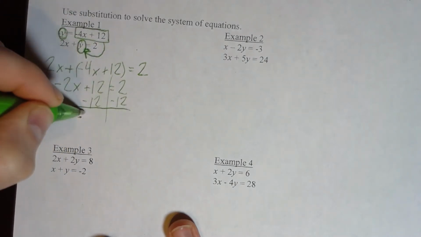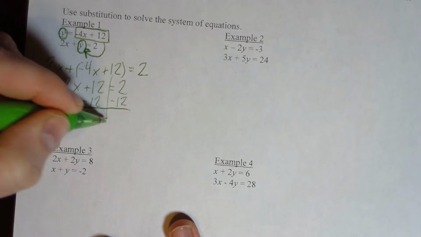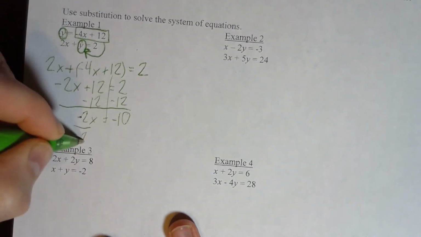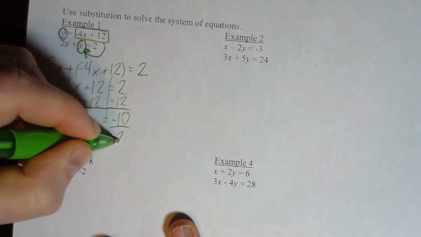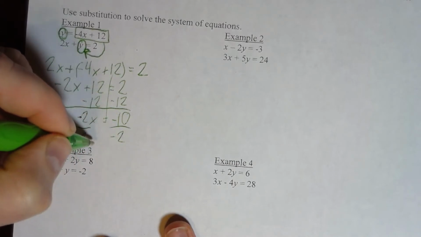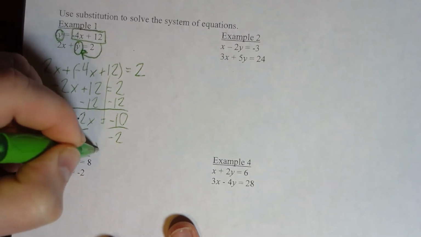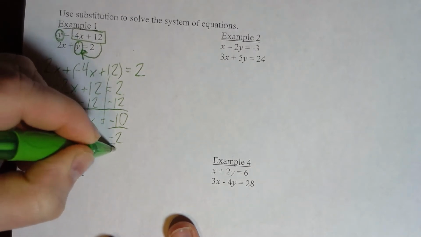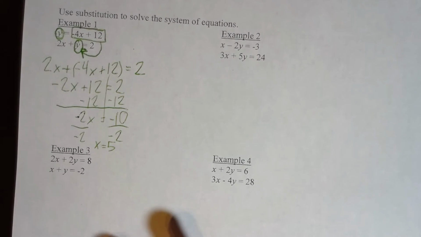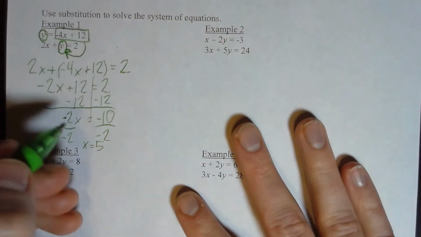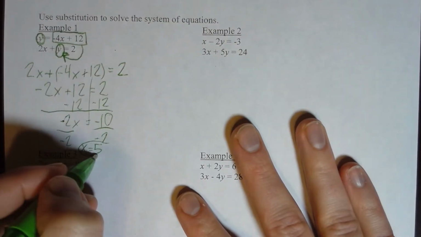And I get -2x equals -10. Now, some of us aren't very careful with our negative signs, and if you are that person, you're going to need to fix that before you do this, because you are not going to be happy with your result if you don't. So -10 divided by -2 is a +5.